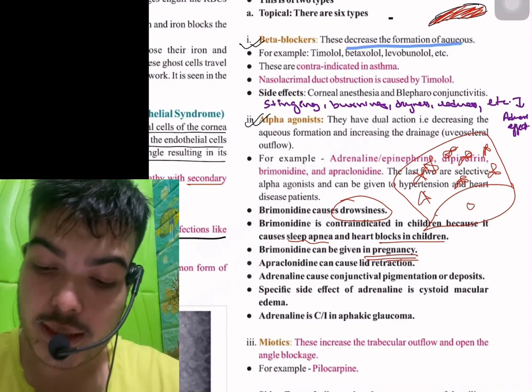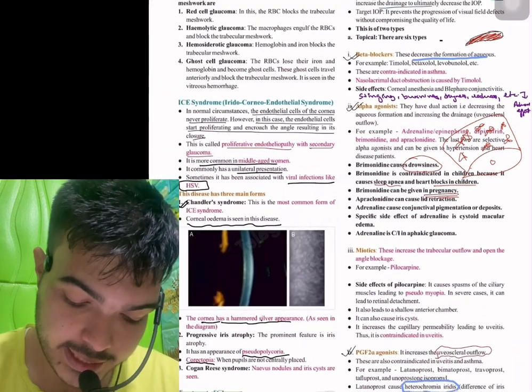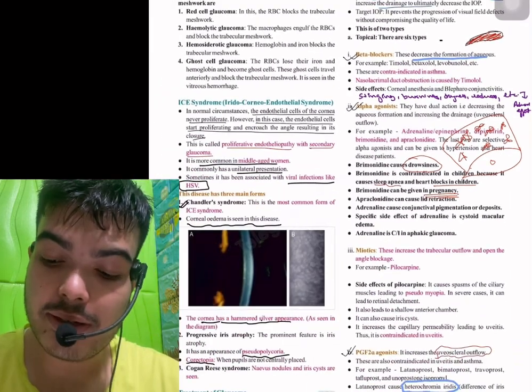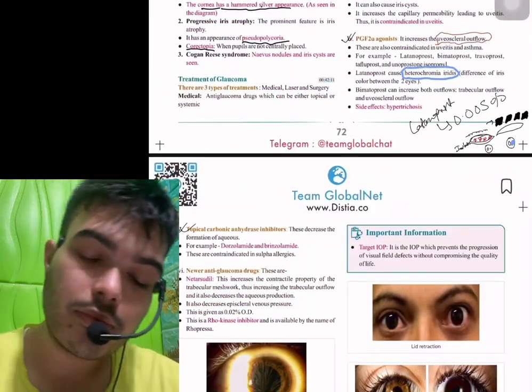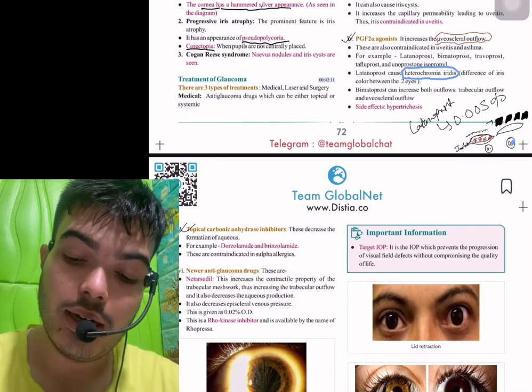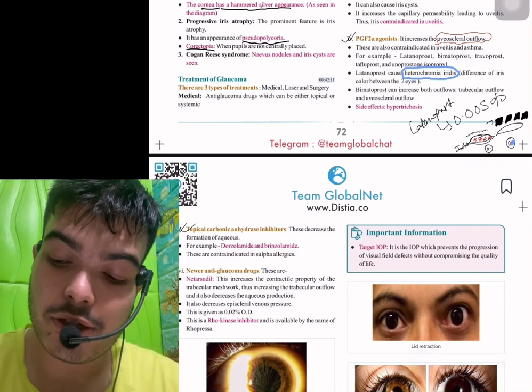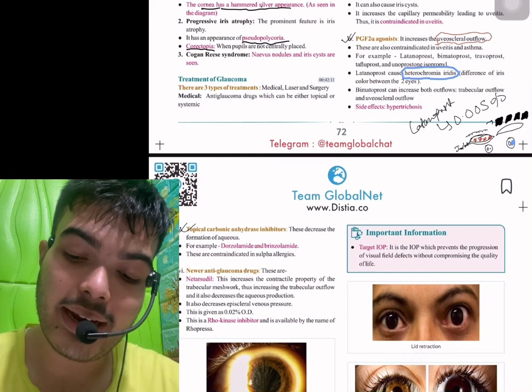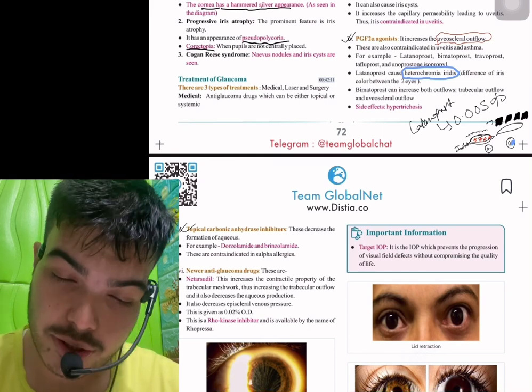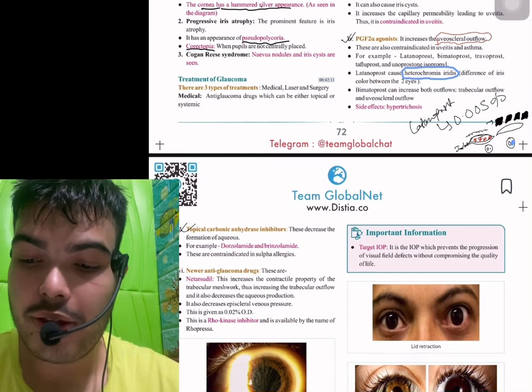We can also use carbonic anhydrase inhibitors. Carbonic anhydrase inhibitors are responsible for decreasing aqueous formation. Carbonic anhydrase inhibitors like brinzolamide and dorzolamide. And then you have miotics.